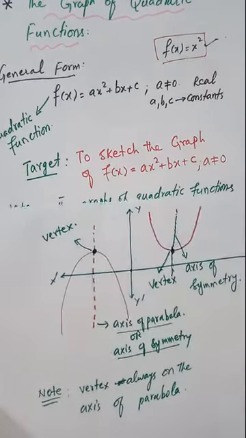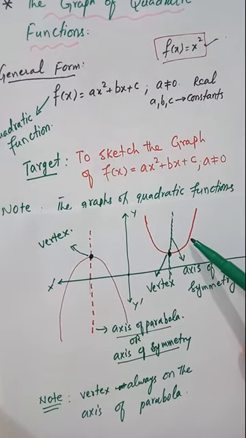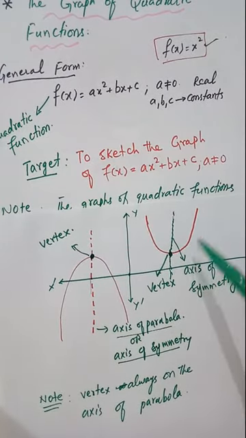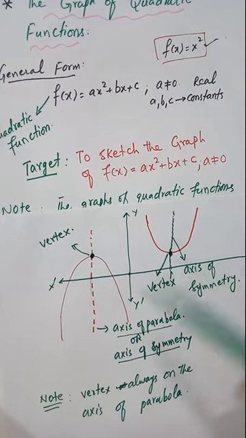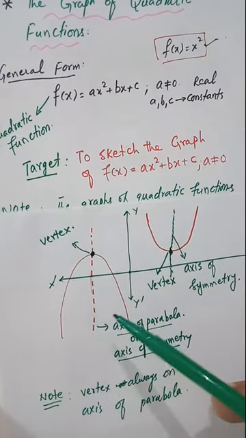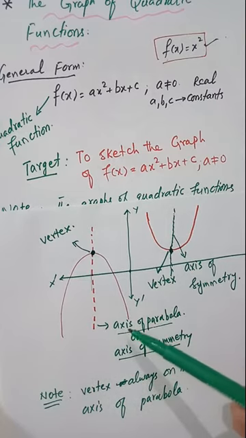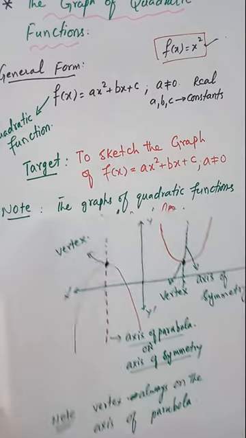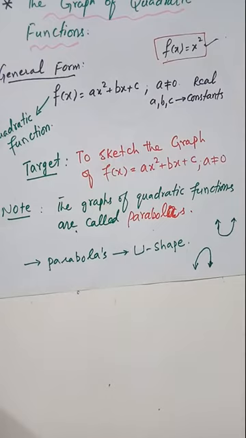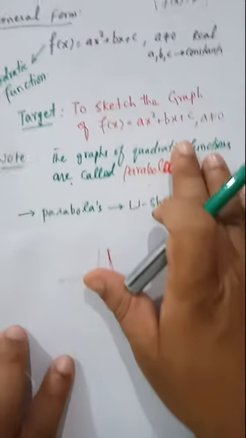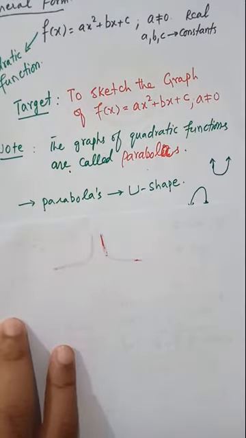moving towards the graph, which quadratic function will have a graph in which the branches open upward, and which quadratic function will have a graph in which the parabola has branches downward? So we will discuss that now. For that we consider the general form.